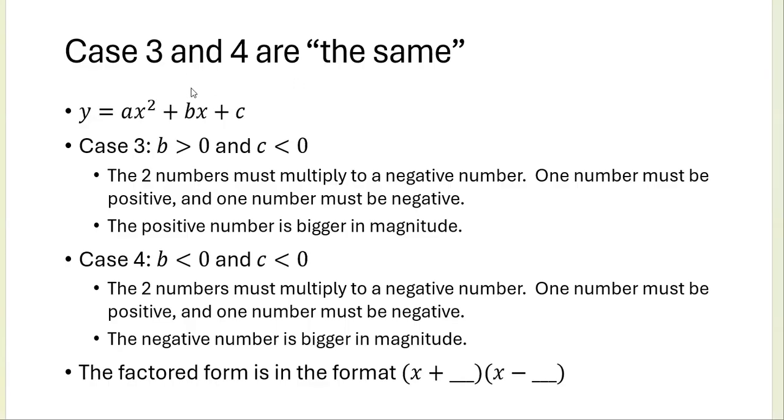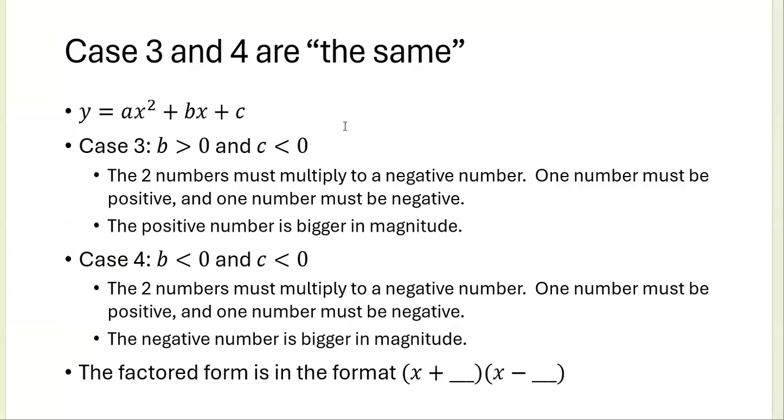Okay? Now, of those two numbers, if B is positive, the sum is positive. That means the positive number, remember one of them must be positive, one of them must be negative, the positive number is bigger in magnitude if B is positive. What does it mean to be bigger in magnitude? If you take the absolute value, which one's bigger? That's magnitude. Okay? Magnitude is the absolute value, basically. If you don't get that, I'll go over some examples and maybe that'll make more sense once you see it.